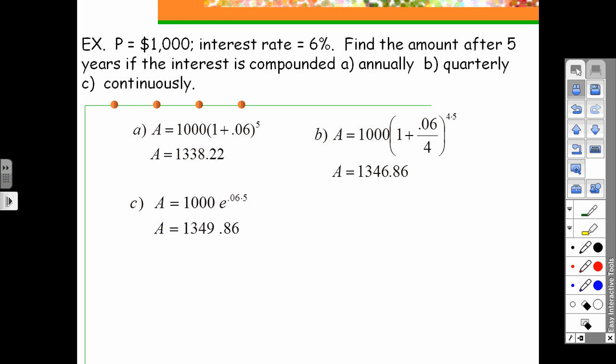Okay, so there you have it. Most of your worksheet that you're going to be doing is going to be just calculating using these formulas. Okay, so make sure that you have them written down somewhere so you can reference.